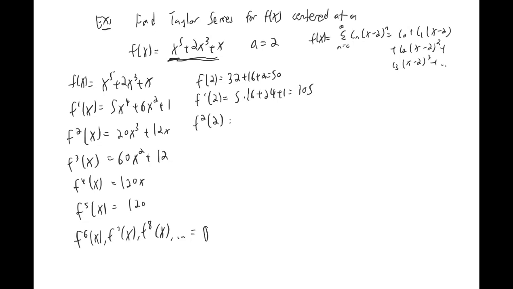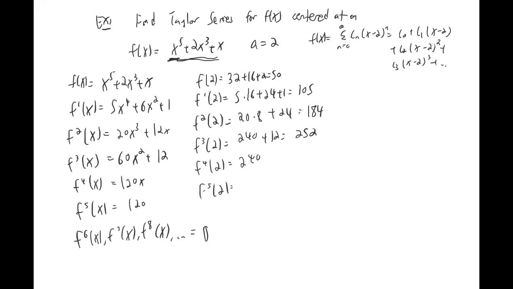F2 at 2 is 2 cubed, so 20 times 8 plus 24. 160 plus 24 is 184. F3 at 2 is what? 2 squared, 240 plus 12, 252. F4 at 2 is 240. F5 at 2 is 120.